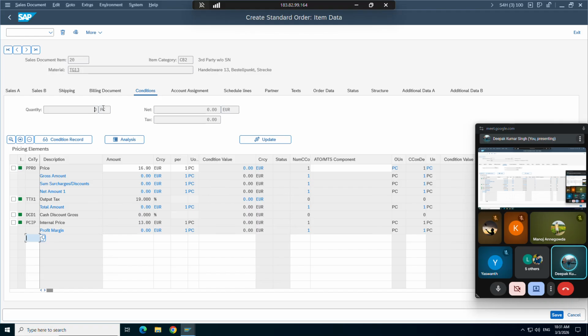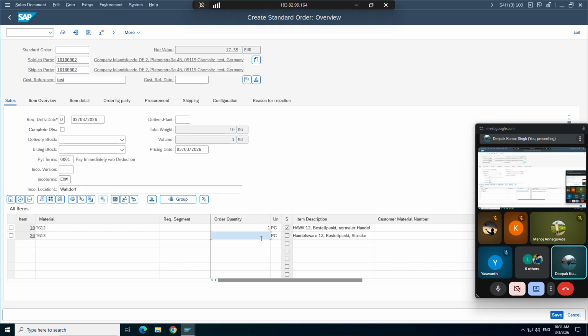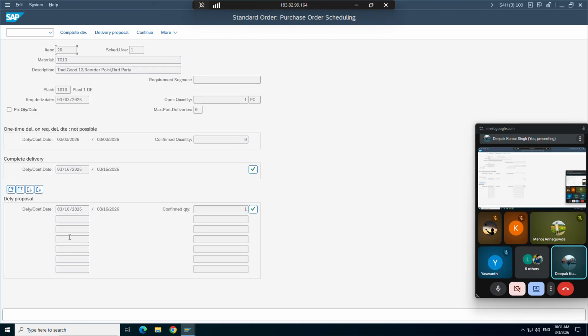If you go here, since we have zero quantity, it is not giving us value. Let me put some value for line item 2 as well. Let's say I'm putting 1 here. This is availability screen, okay? Just for understanding, you can see this as of now. It says on the third I can deliver one quantity.